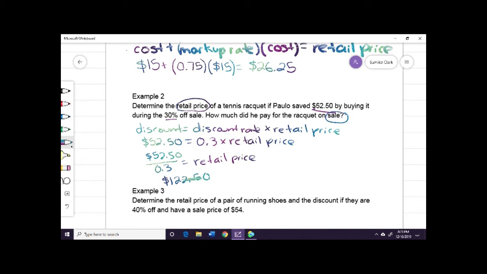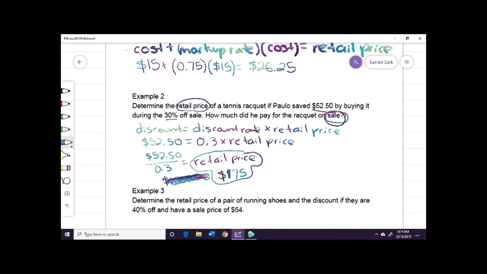sorry, I'm looking at the wrong line on my notes. I was thinking that doesn't sound right. You would get an answer of $175 retail price. $175 retail price.